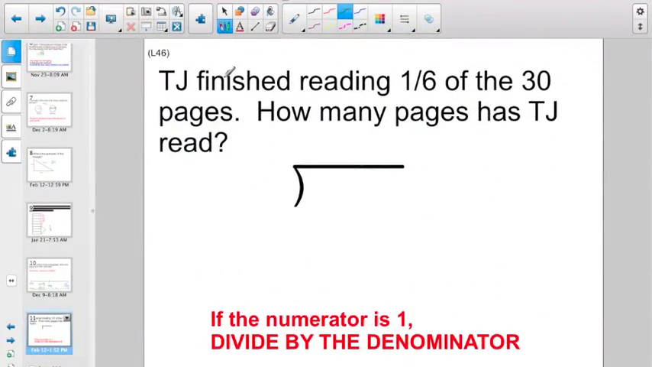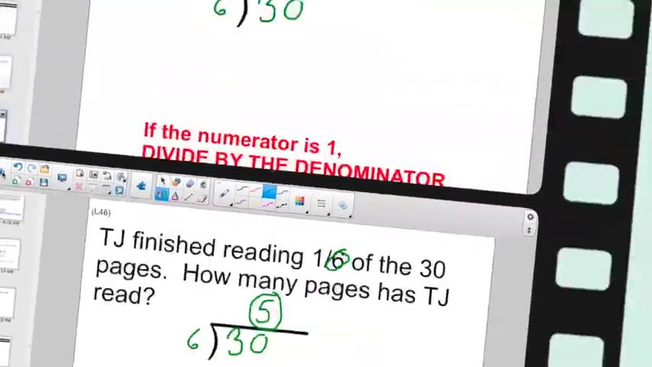One coming at us from lesson 46. Here it says, TJ finished reading 1/6 of the 30 pages. How many pages has TJ read? And the little hint that I wrote down there, remember, if your numerator is 1, all you have to do is divide by the denominator. My numerator is 1. My denominator is 6. That's what I want to divide by. 30 divided by 6. How many pages has TJ read? Looks to me like he's read 5 of them so far.